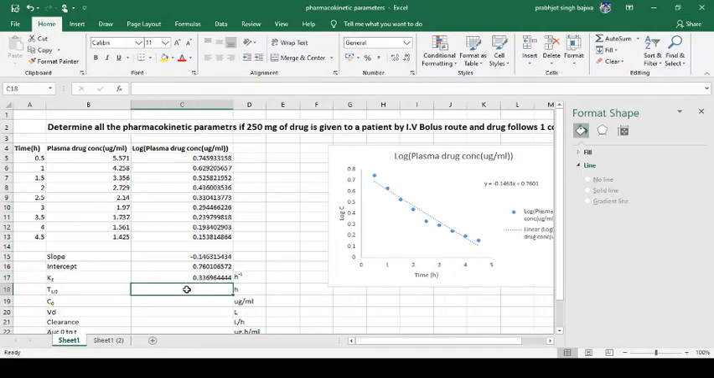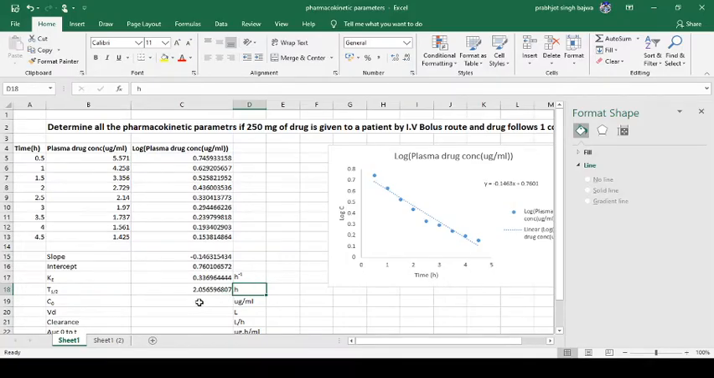Now we will calculate T half. The formula is 0.693 upon Ke. So equal 0.693 divided by Ke. We will click on Ke, select it and press enter. So the T half is 2.05 and the units are in hours.